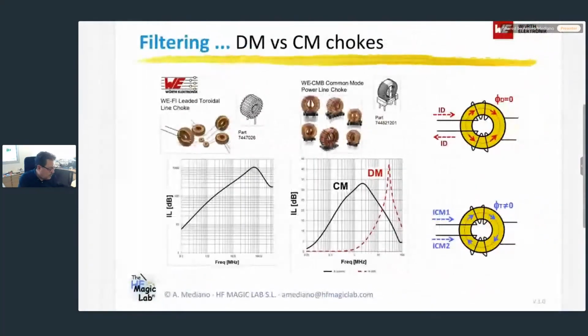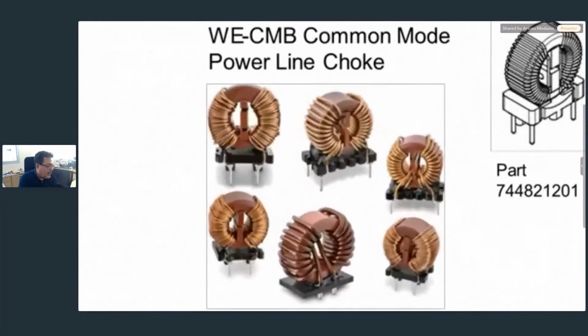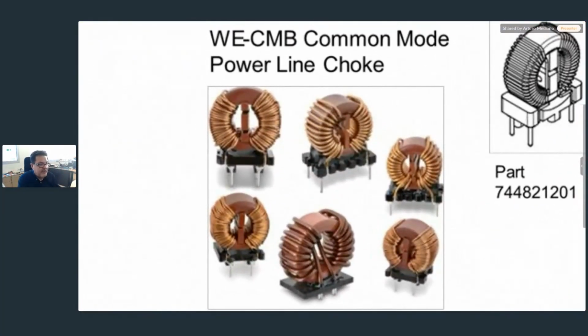What is a common mode choke? In a common mode choke, we have two wires around the same core. So the two inductors are coupled. If you have perfect coupling, I mean, 100% of the magnetic flux from one of the coils goes to the other coil. The advantage is that this component will be invisible for the differential mode, but you will be introducing some impedance for the common mode signals.